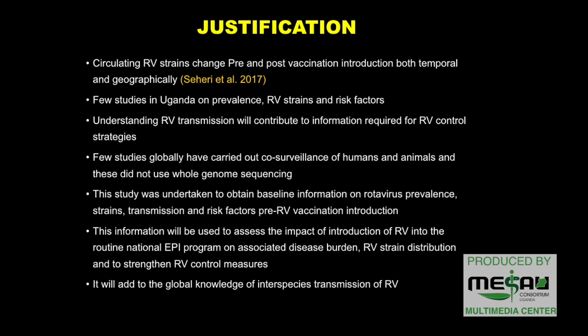So we undertook this study to get baseline information pre-rotavirus vaccination, so that we can provide information on rotavirus prevalence, strains, transmission, and risk factors, which will be used by our EPI program to assess the impact of the introduction of rotavirus vaccination. We also contribute to the global knowledge of interspecies transmission of rotaviruses.